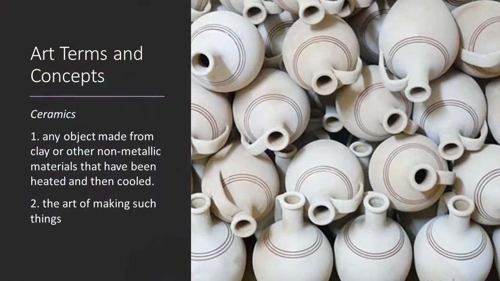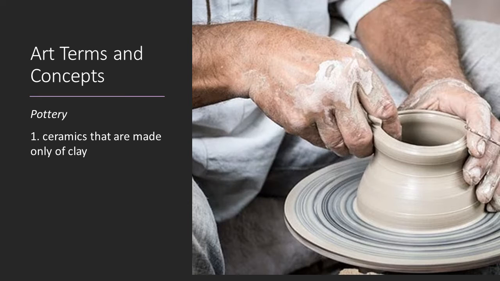The second meaning of ceramics also is that it's the word we use to talk about the art of making these kinds of things. Secondly, pottery. Now, pottery is ceramics that are made only from clay. So if you're using only clay in your ceramics, you have pottery.